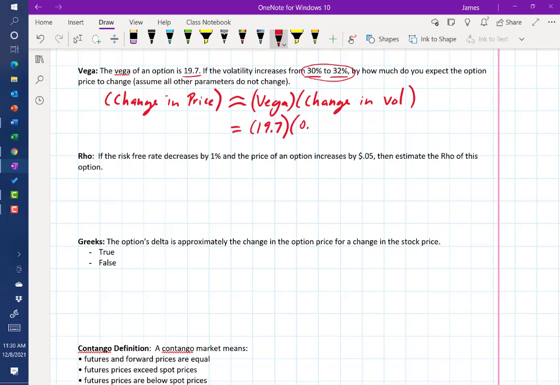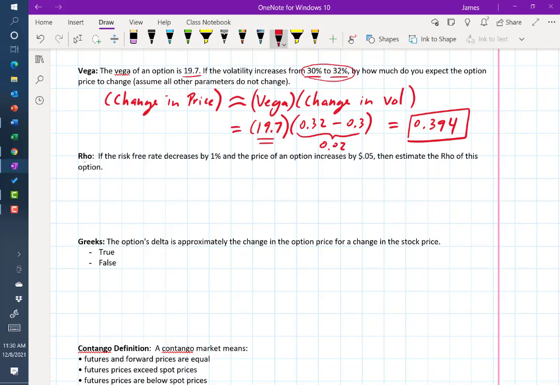2%. So it ended at 0.32 and it started at 0.3. So I want you to do that as a decimal, because this calculation was done as a decimal. All right, and so here you're going to get 0.394. So this tells you that if volatility increases by 2%, you're going to expect this option's value to increase by about 39 cents. Okay, let's go to Rho.